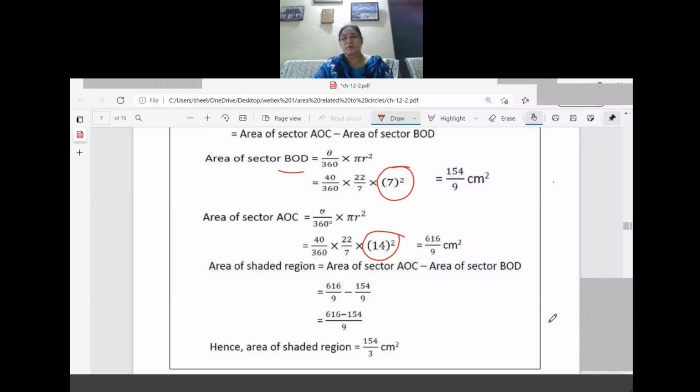So this is not a difficult question. It is given as area of the sector only. Using that formula, we have to calculate the shaded region. So 2 times we have used the area of the sector formula.